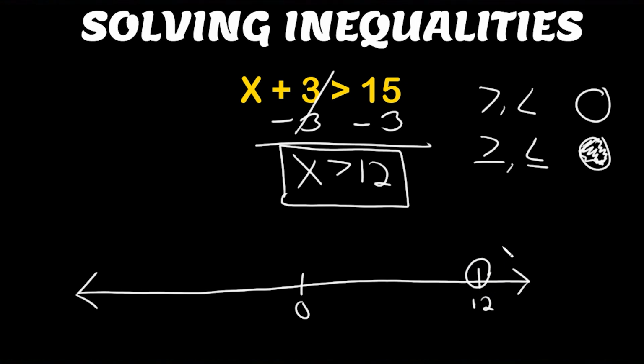And we have to show what numbers we're including here. Are we going to be going to the left or the right? Well, we're going to be going to the right of 12, so we're going to be shading to the right.